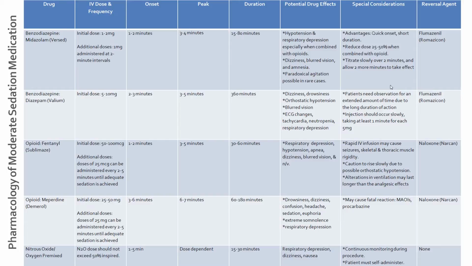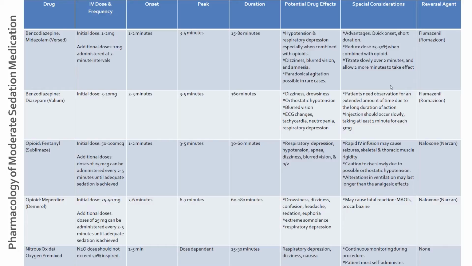Like any opioid, fentanyl can cause respiratory depression, hypotension, apnea, blurred vision, and nausea and vomiting. It is important to administer this medication slowly, as rapid infusion may lead to chest wall rigidity or seizures. Patients still need to be monitored in recovery, as the respiratory depression can outlast the analgesic effects of the medication. The reversal agent for fentanyl is naloxone, or Narcan.